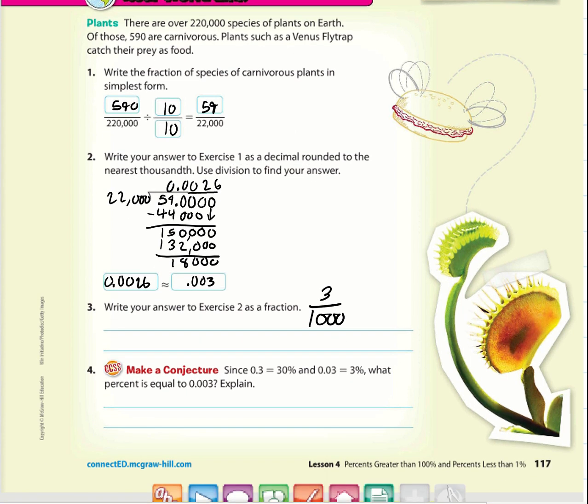Number 4. Since 3/10 equals 30% and 3/100 equals 3%, what percent is equal to 3 thousandths? Well, it's actually going to be the same exact rules as Chapter 2, Lesson 3. So if I have 3 thousandths, same rules apply. I'm going to move the decimal twice to the right, and my percent is going to be 0.3%.